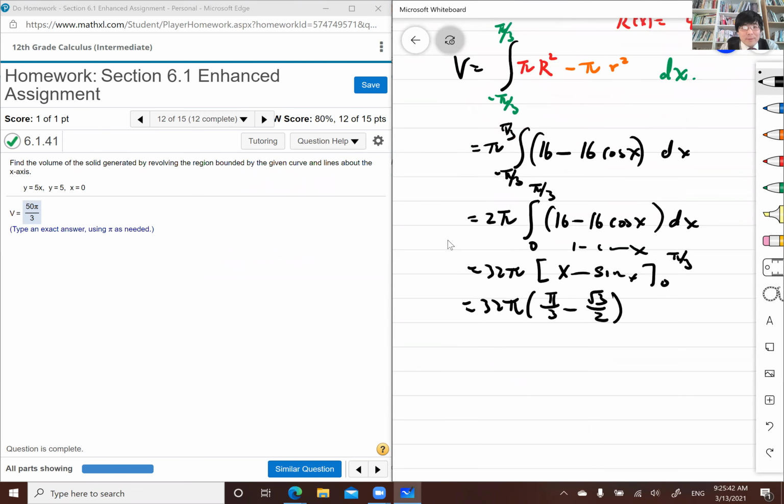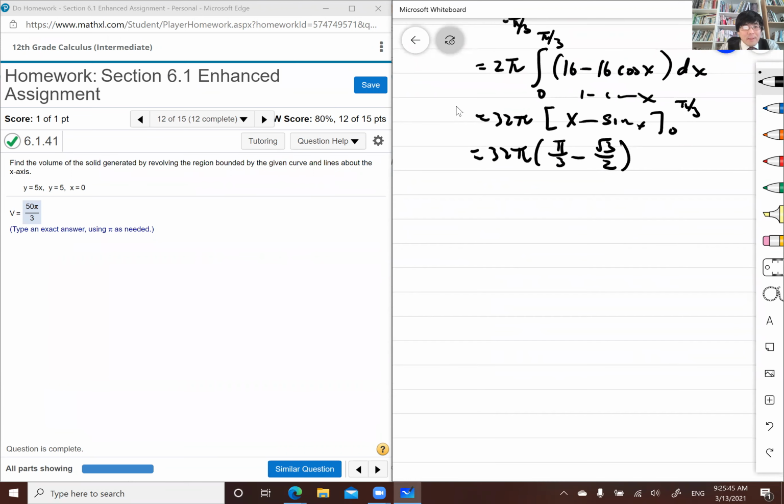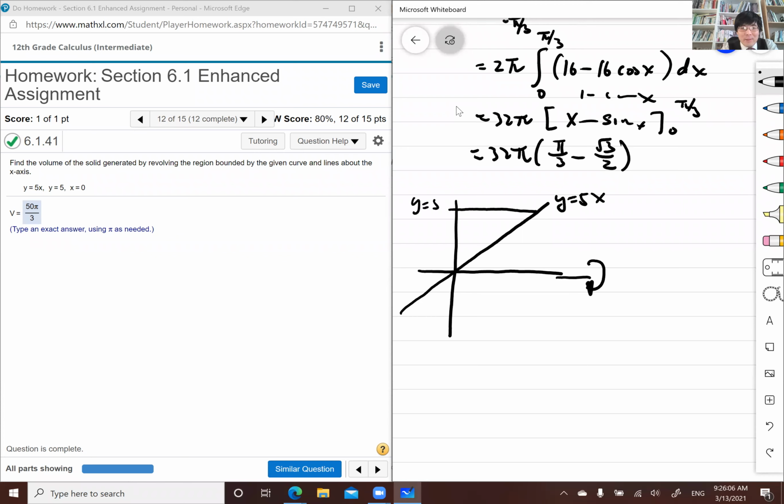Number 12. Find the volume of the solid generated by revolving the region bounded by the given curve and line about the x-axis. So again, it's an x-axis question. So you have a line y equals 5x. And now you have y equals 5 and x equals 0. So we are interested in making a revolution of this part.